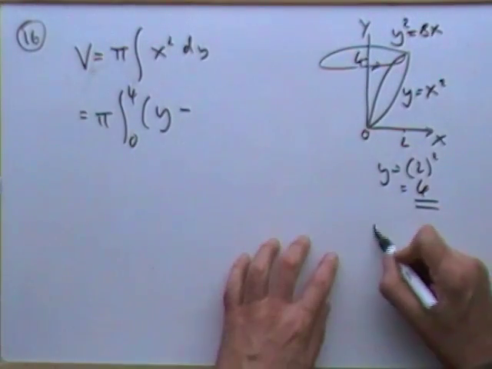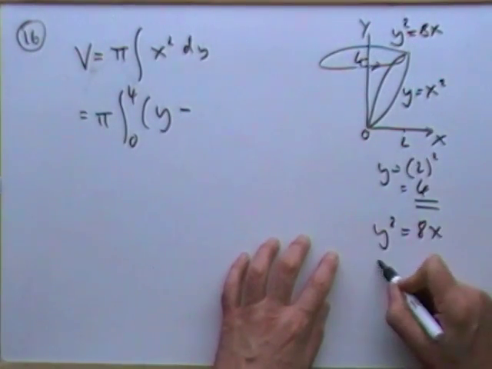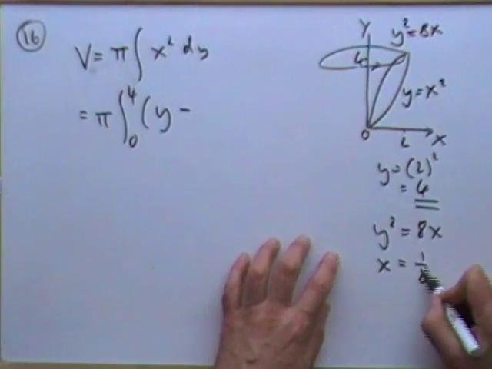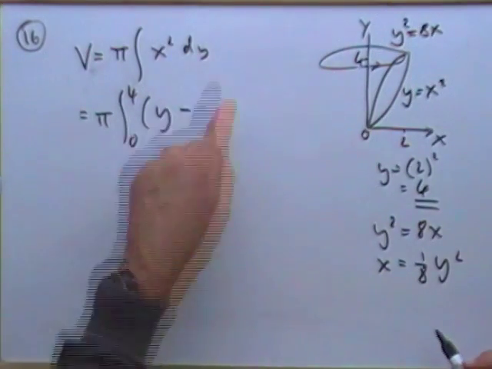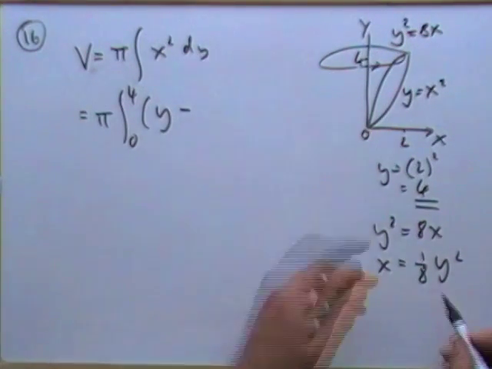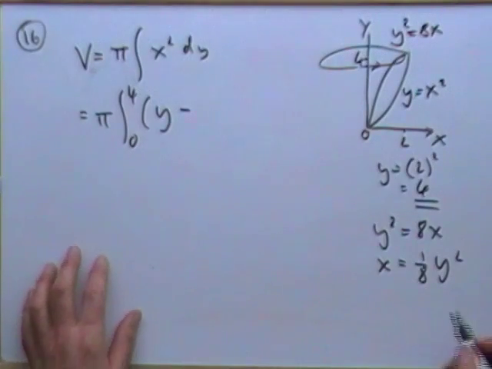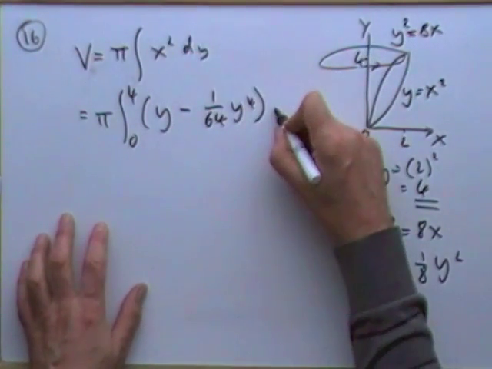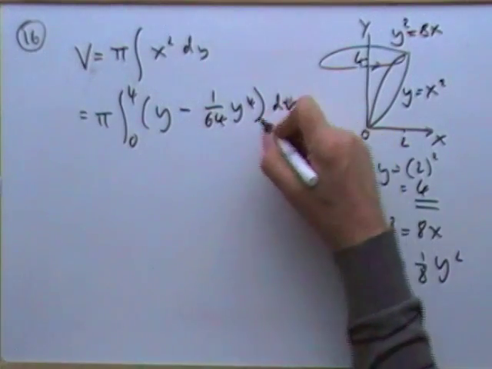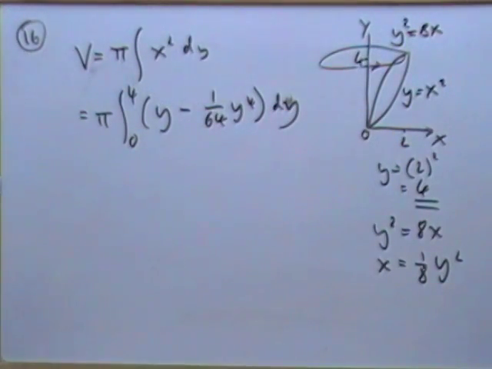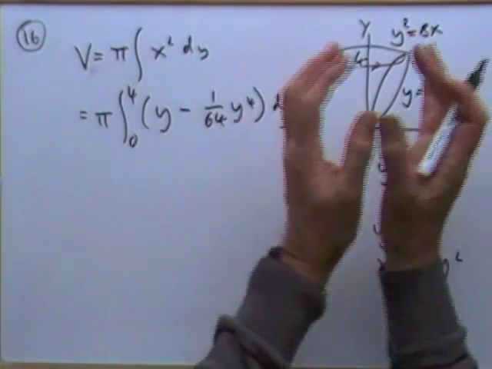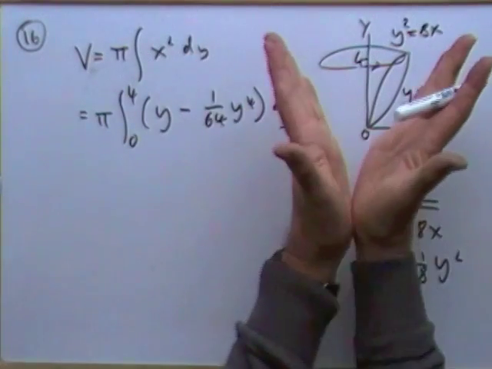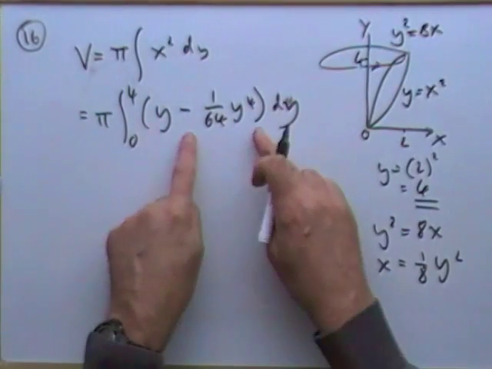Here, I'll just rearrange it: y squared is 8x, so x is going to be an eighth of y squared. But I want x squared, so the second formula would have a 64th of y to the 4, 1 over 64 y to the 4, and all dy, because everything's in terms of y. That would be it. Outer, meaning the whole larger volume minus the missing inner volume, that's this part.